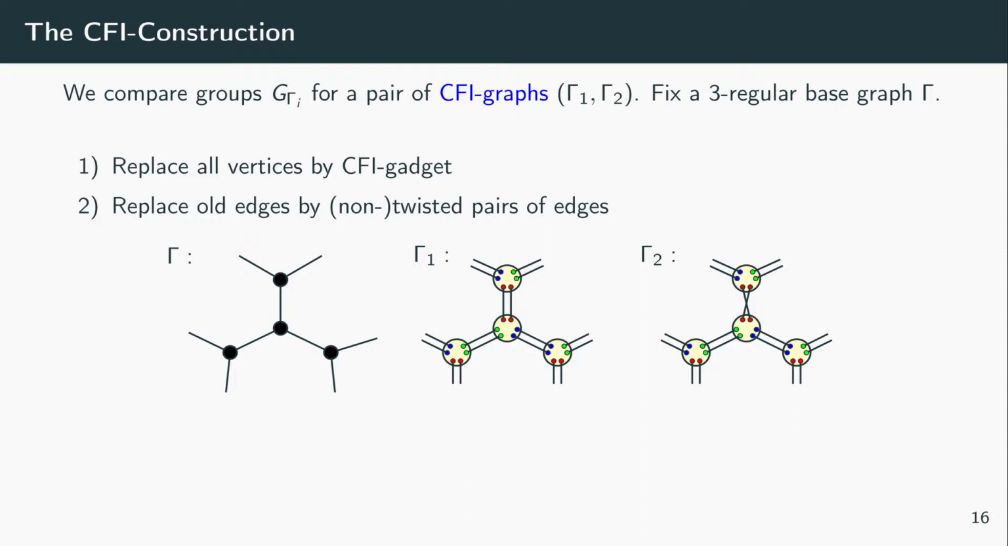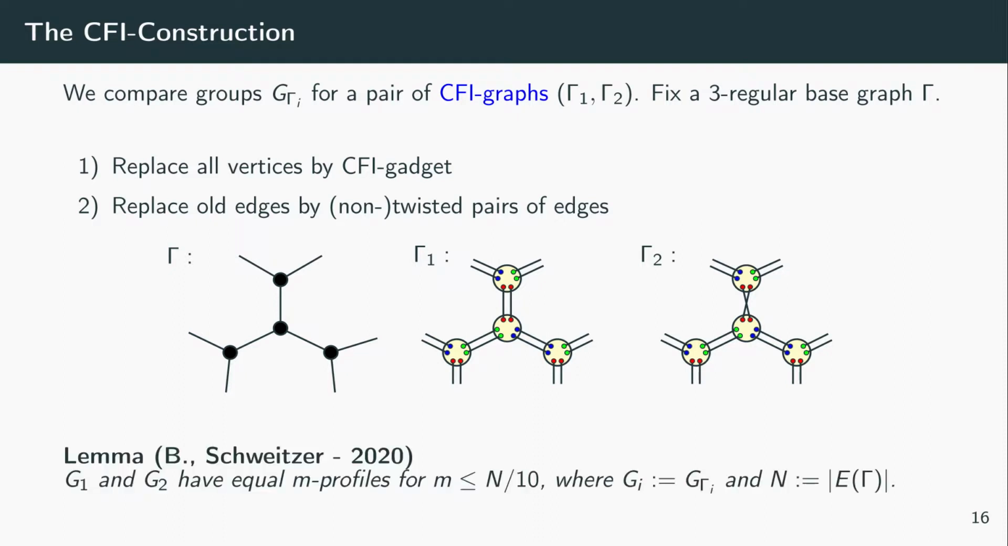this twist can be moved around due to symmetries of the gadget, and it cannot be seen locally. And this similarity translates to the groups as well. So if we denote by G_i the group obtained by our construction through these CFI graphs, gamma i, then G1 and G2 have equal m profiles for m linear in the number of edges of the base graph basically. So they are very similar as well, and they agree in various other invariants as I've shown you in our main theorem. But yeah, we can still distinguish them using the Weisfeiler-Leman algorithm we introduced here.